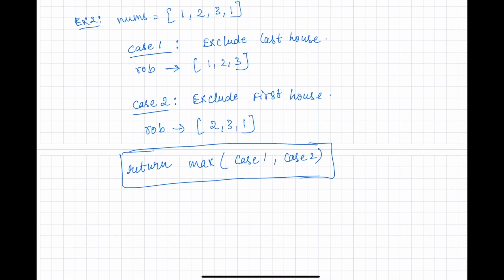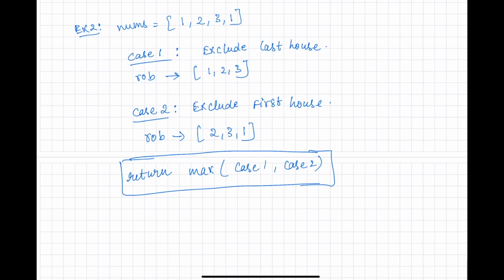So the scenario that we are solving is that the first house and the last house are connected in a circle. That is the reason we are considering these 2 houses, and we are trying to avoid this scenario. In case 1, we are excluding the last house, which means the first house and last house are no more interconnected. We are only considering the first 3 houses. In the second case, we are considering the last three houses, so we are excluding the first house. So again, the circular arrangement of the houses is solved.